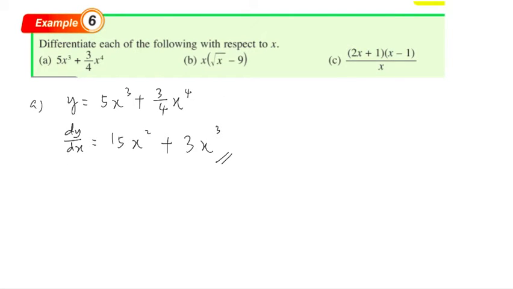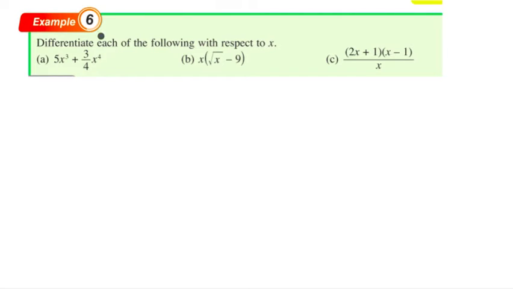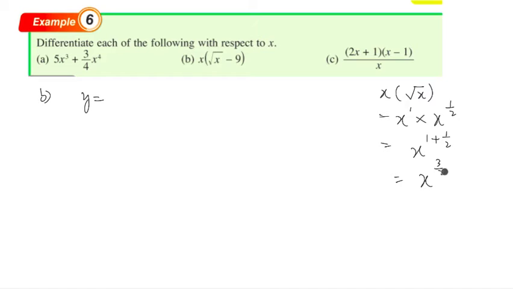Okay, B. This one, y is this one, but we expand first. Okay, this one is x multiply square root x, equals x to the power 1 multiply x to the power 1 over 2. And for this one, you add the powers, 1 plus 1 over 2, because when multiplying, the powers join together with a plus. So 1 plus 1 over 2 is 3 over 2.